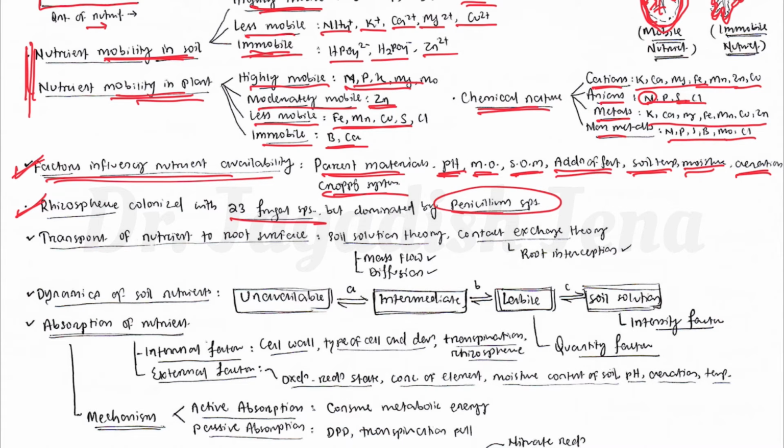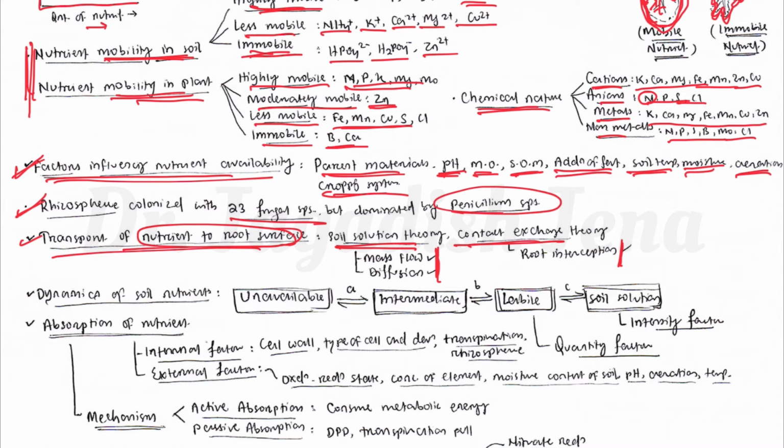There are two types of theory based on which nutrient transport happens to the root system. One is the soil suction theory, another is the contact exchange theory. Soil suction theory is followed by mass flow and diffusion. Contact exchange theory is followed by root interception. Basically these are three methods through which nutrients reach the plant root and nutrient exchange happens.